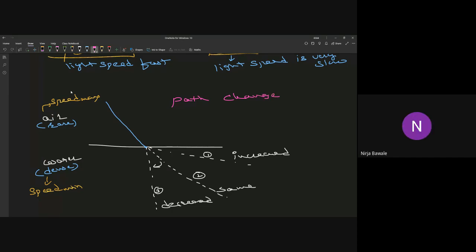Question is, why did the path change? What changed exactly? What was the problem? Because of speed. Due to refraction, speed decreased, right? And that's why your path changed.